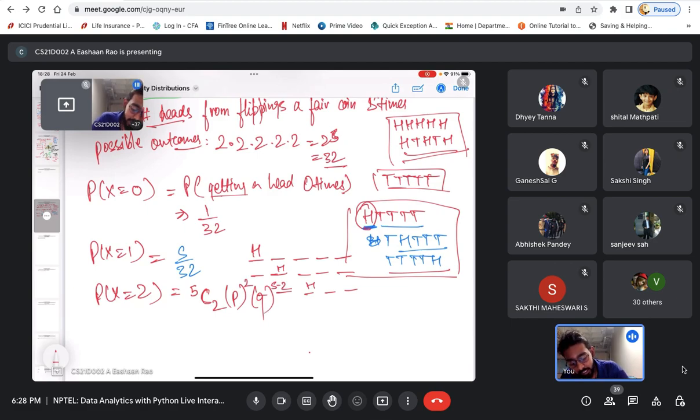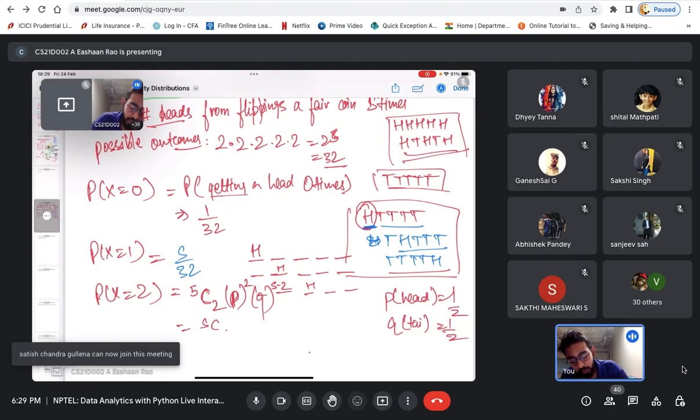So we'll discuss this also. Okay, so what is p here is, p is small p, not big P. Small p is the probability of getting a head, that is 1 by 2. Q will be getting a tail, that is also 1 by 2. So it's like 5C2, 1 by 2 and 1 by 2.